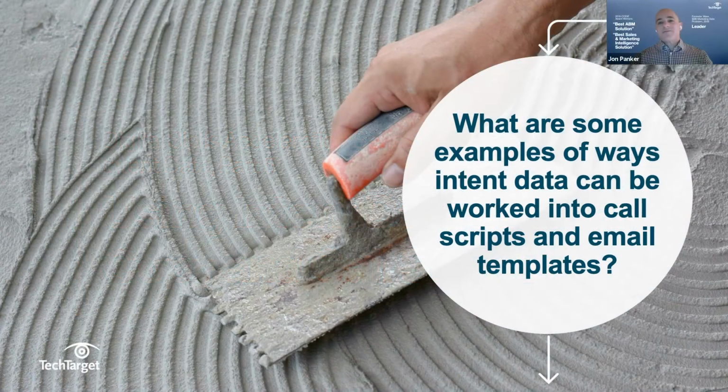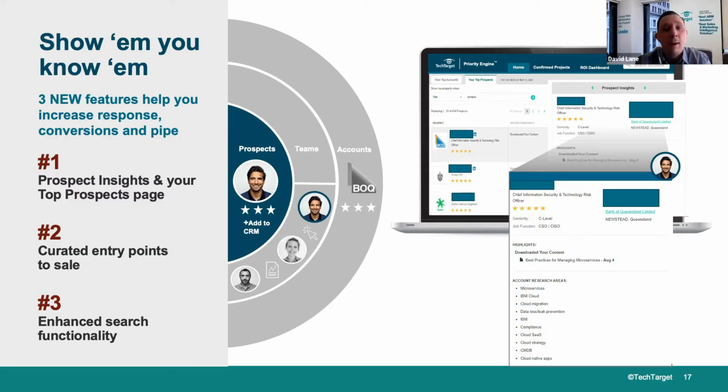Right. So our final FAQ today revolves around how you take intent data and then you incorporate it into call scripts and email templates. Any advice on that front? Yeah, and I think this is something where, again, I hate to make it sound like another TechTarget shameless plug, but it's something that TechTarget can do through Priority Engine.